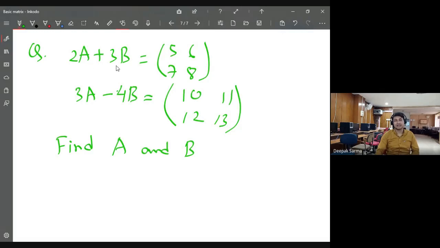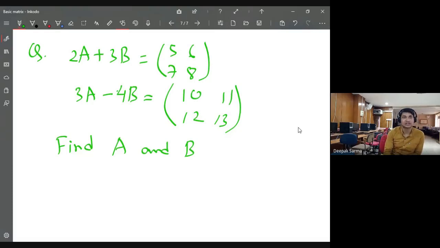Already given that twice A plus 3B is equal to 5, 6, 7, 8. Means the matrix twice A and the matrix 3B can be added, which means they are of the same order. And after adding them, you get a 2 by 2 matrix. Means A and B both are 2 by 2 matrices. Is it clear? It is not given directly that they are 2 by 2 matrices, but you must understand that if they are not of equal order, we cannot add twice A plus 3B, and hence we cannot get that equal to 5, 6, 7, 8.